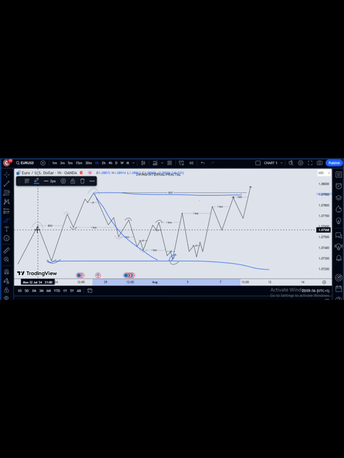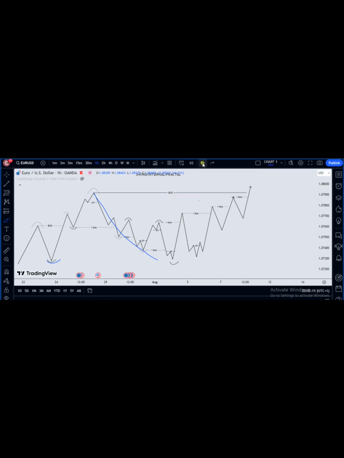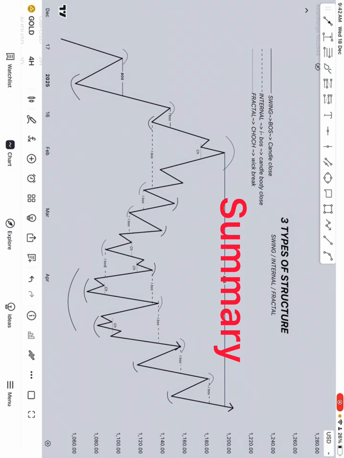So all this movement here I'm trying to explain is just like the parts, the fractals, and the internal structures in between the structure. So that is the mindset. That is how you should actually understand it. Okay, so that's the three types of structures. So we'll be doing a quick summary.